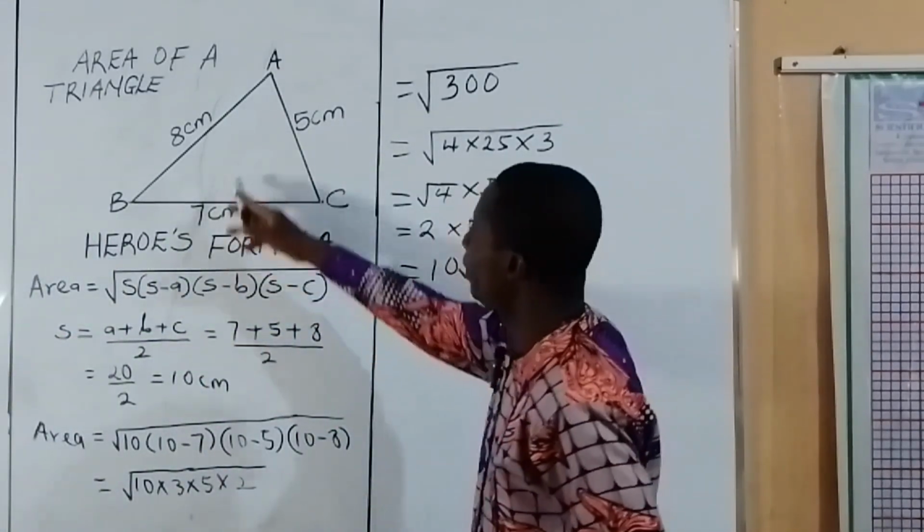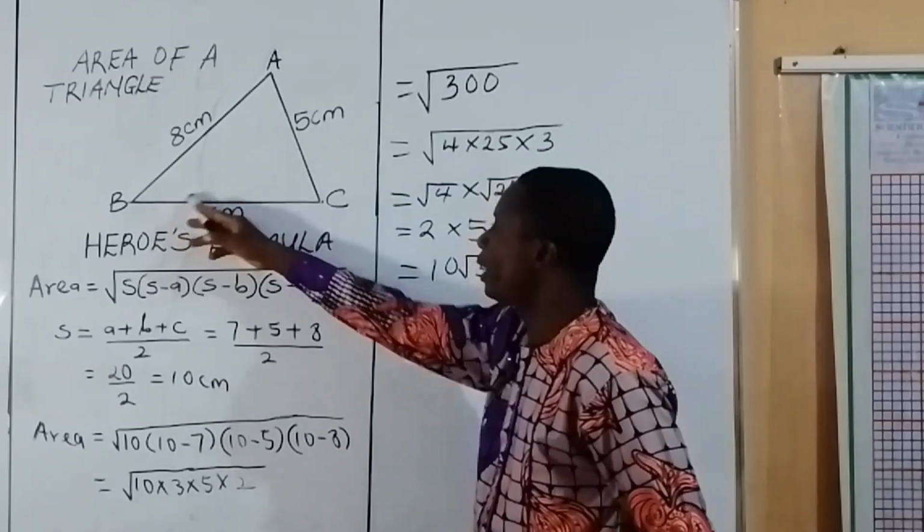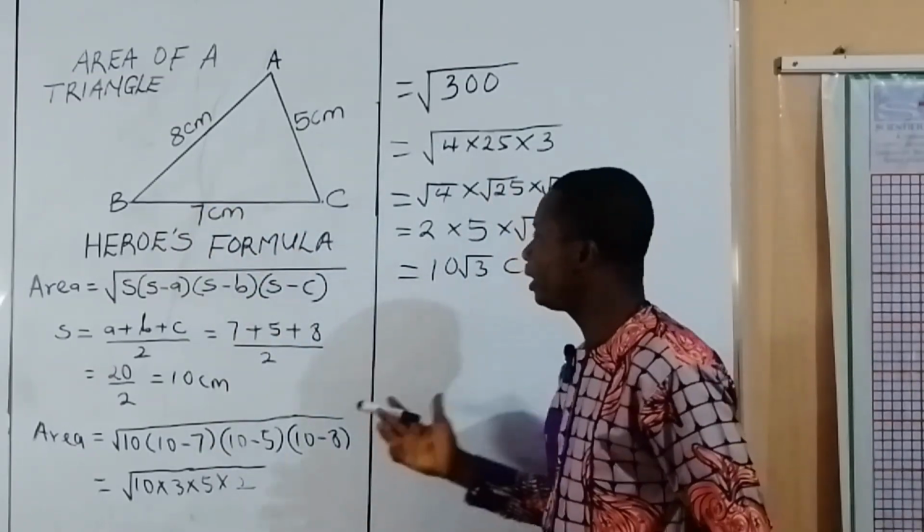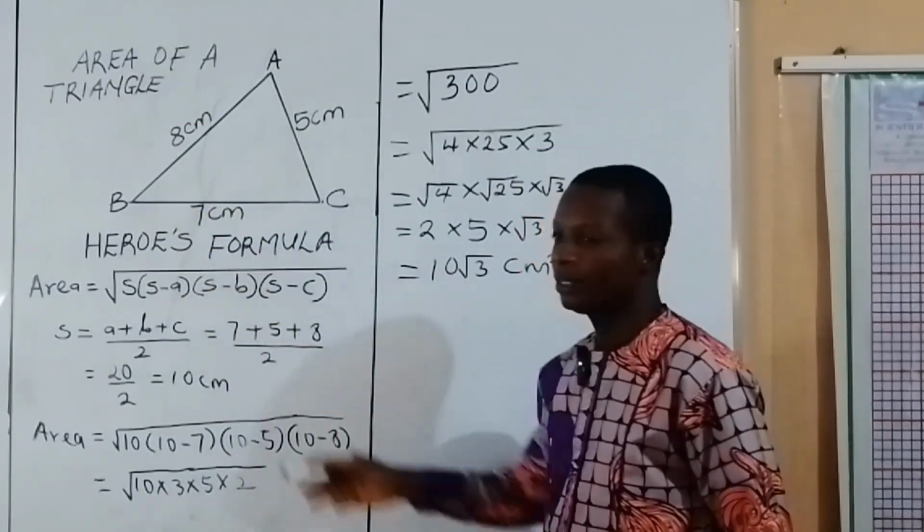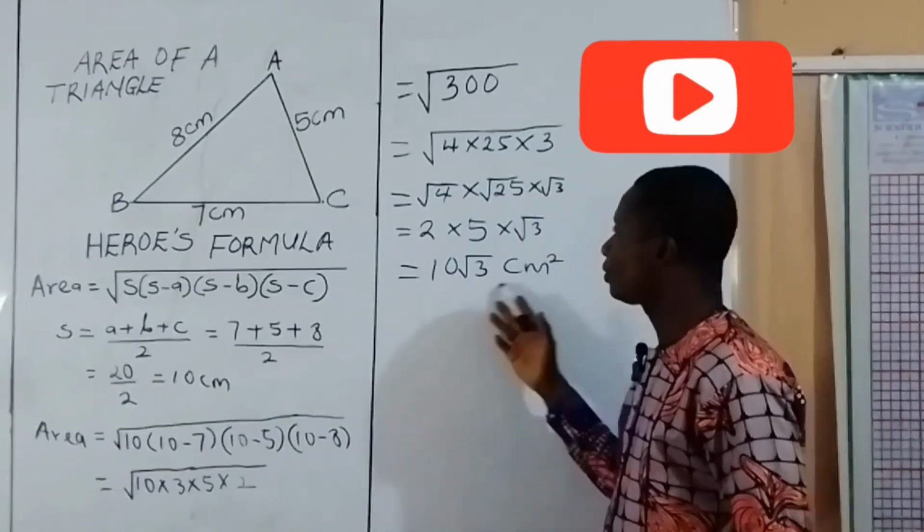So whenever we are given a triangle with no right angle inside, simply apply Heron's formula and get your answer just like we did here.